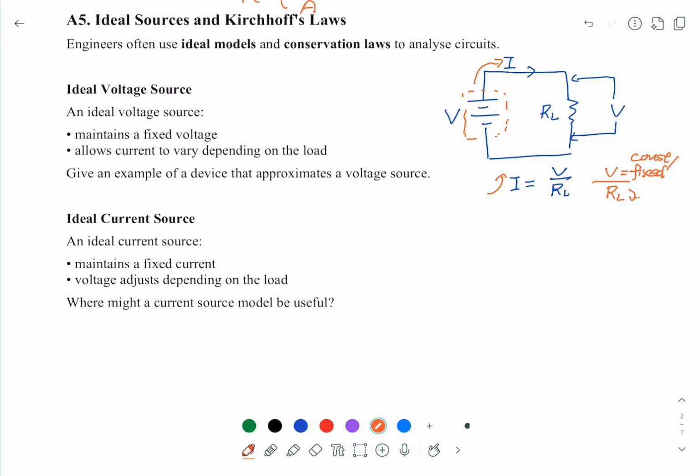Now the issue is, can the battery keep supplying the required current if the load resistance is reduced? And the answer is no, not necessarily. And very often there's a limitation of the current which a power source can supply.